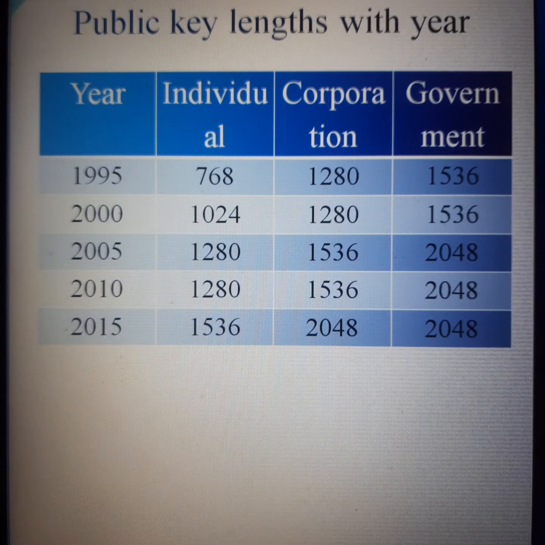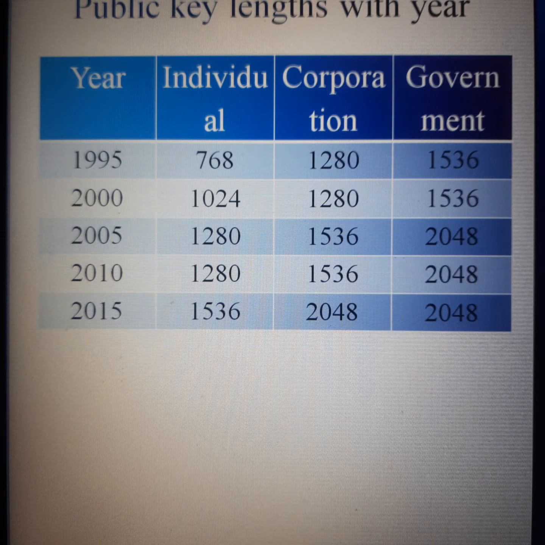There are some rumors that quantum computers have been secretly invented, but major governments and major multinational corporations are not disclosing this fact. Public key lengths with the year, as you can see in this figure: in the year 1995, the individual public key length was 768 bits. The corporations were using 1280 bits and the governments were using 1536 bits. However, in the year 2015, it increased to 1536 for individuals. Corporations were using 2048 bits and the governments were also using 2048 bit key length. Moving ahead.